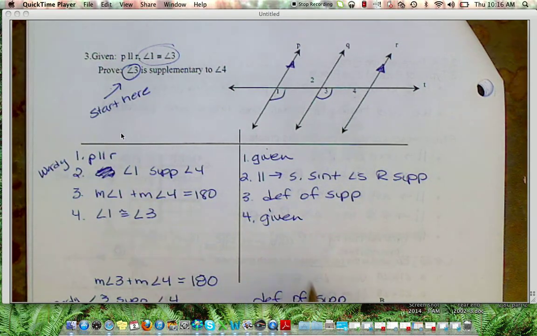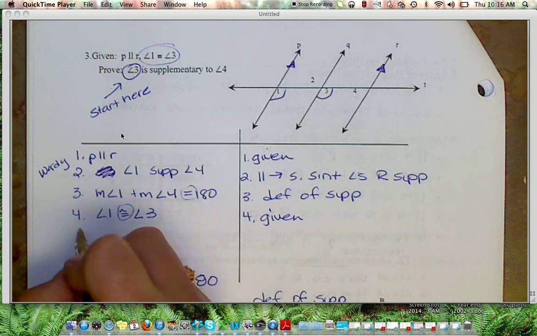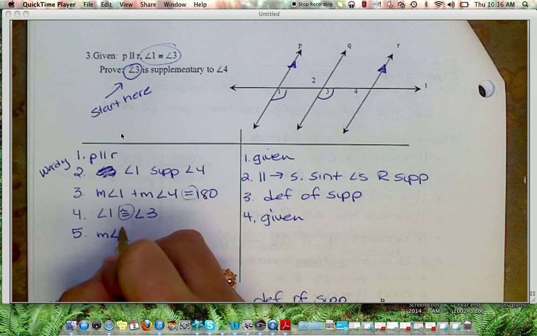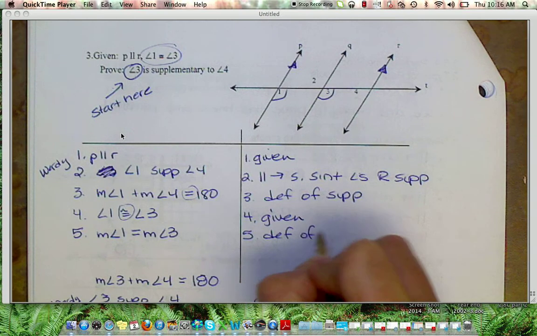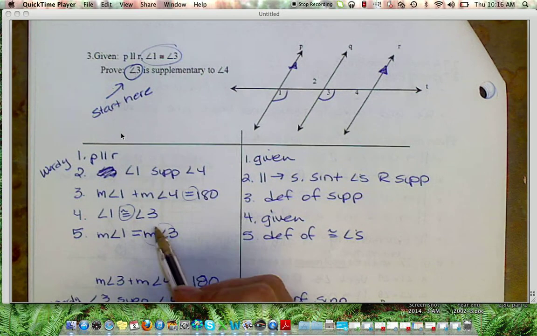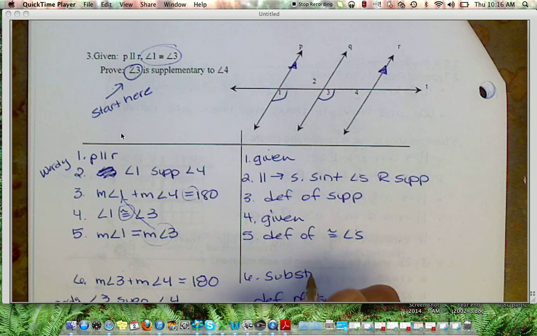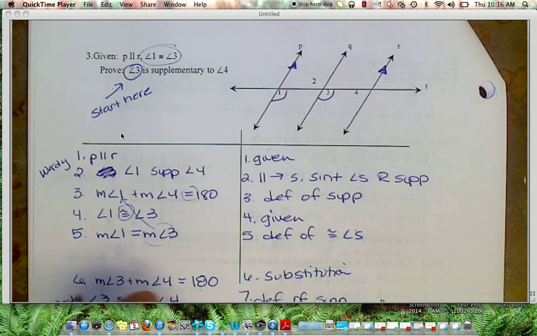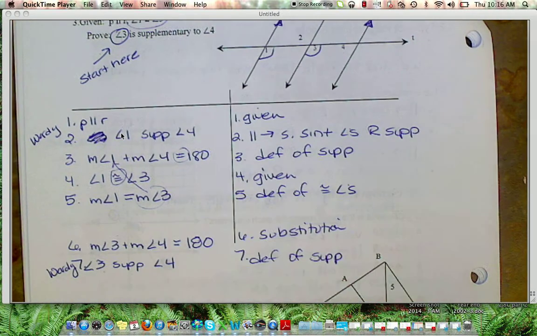There's only one problem. These have to agree. They either both need to be congruent or both need to be equality. We can't convert this to congruence, so this one needs to be converted to equality. The measure of angle 1 equals the measure of angle 3 by definition of congruent angles. And now that they both agree, we can take that 3 and put it in place of that 1, so that would be substitution. And since I worked backwards, I have this little gap in the middle. That's okay. Doesn't matter if we have a gap there.